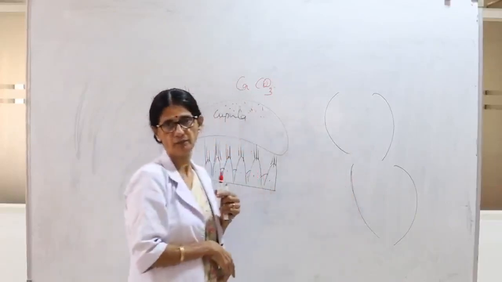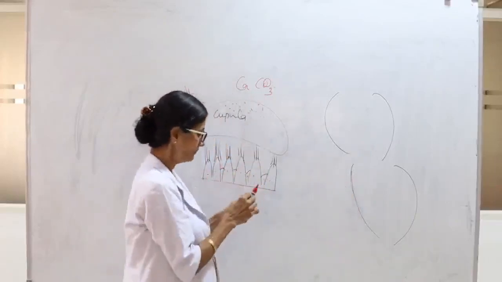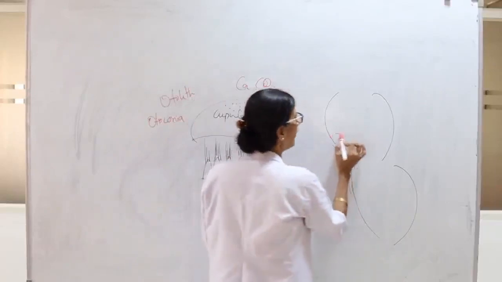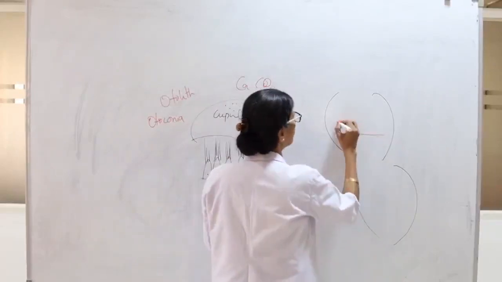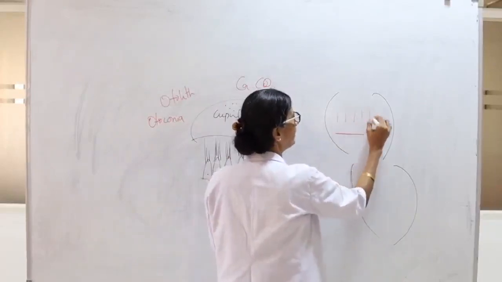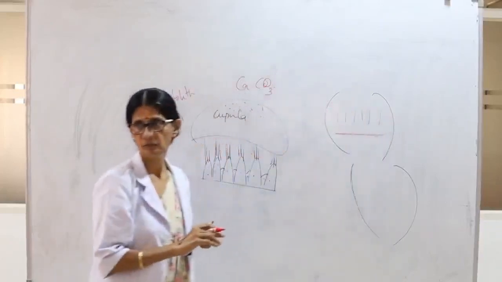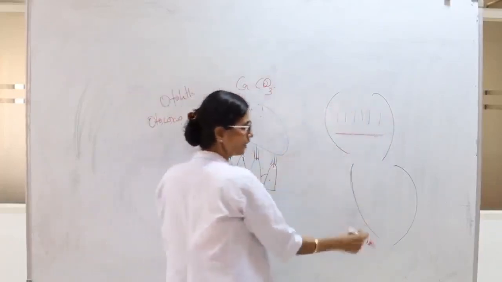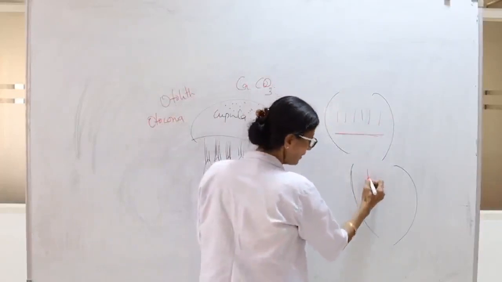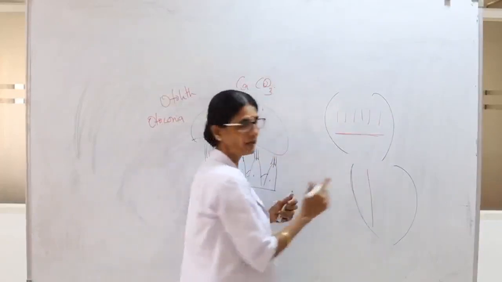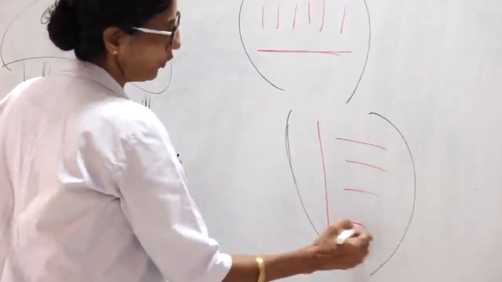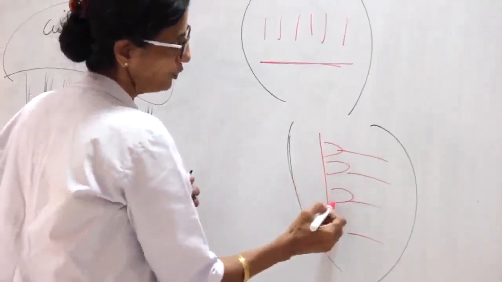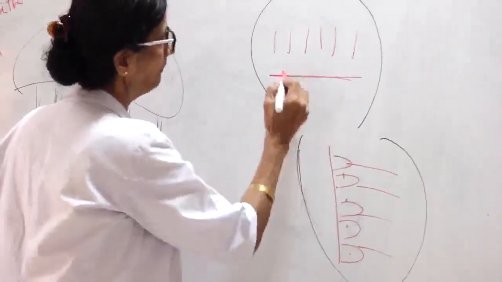Another important difference is that the arrangement of these receptors in the utricle and the saccule is also different. In the utricle, it is arranged in a horizontal manner, so the direction of the hair cells will be vertical. Whereas in the saccule, it is arranged in a vertical manner, so that the hair cells will be in a horizontal direction. So that is the difference here.